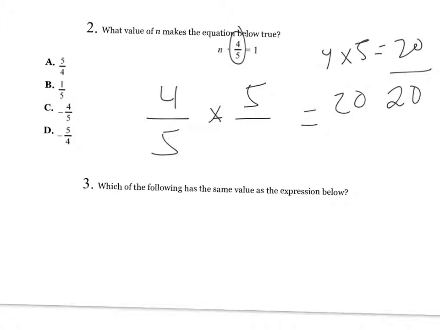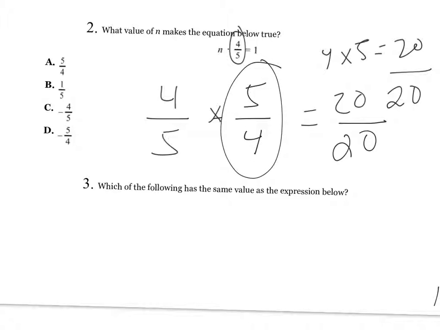So I have 4 times 5 to equal 20 on the top, and now I have to figure out how I can equal 20 on the bottom. Well, same thing. 4 times 5 equals 20, so I can just put 4 times 5. So 5 over 4, or my reciprocal fraction, is going to give me 1. 20 over 20 equals 1. So my answer is going to be A.